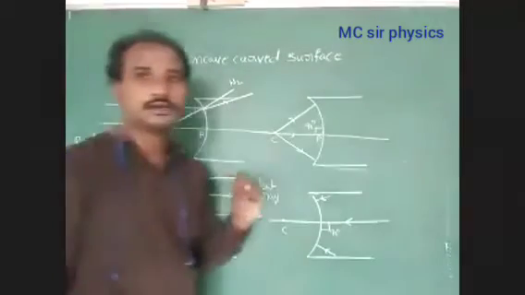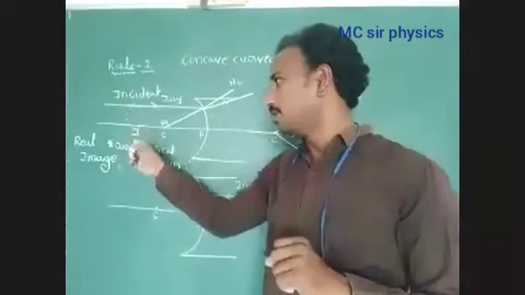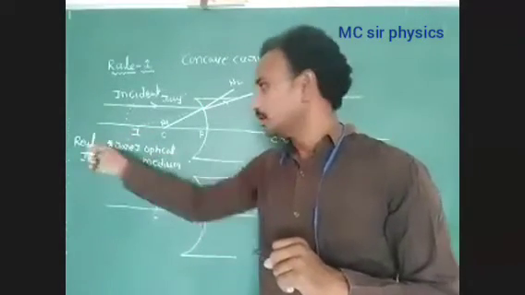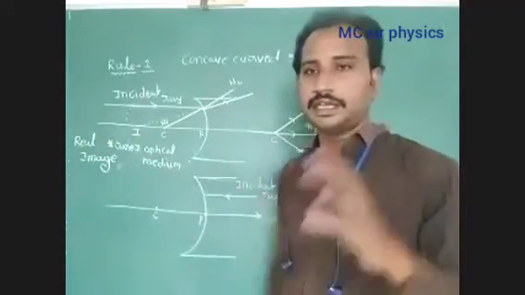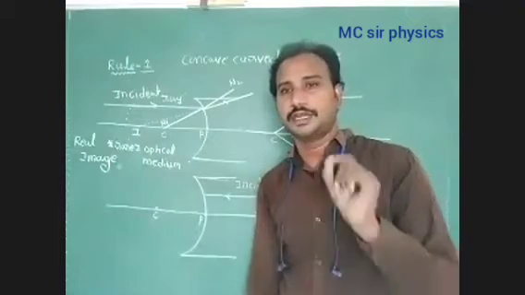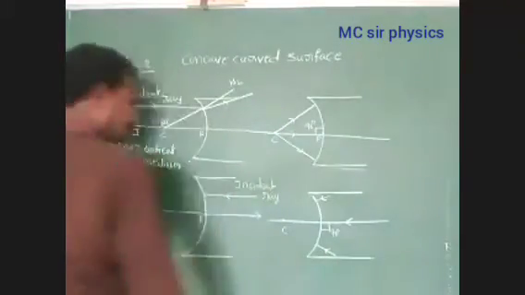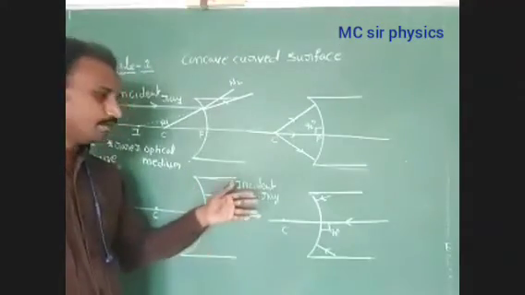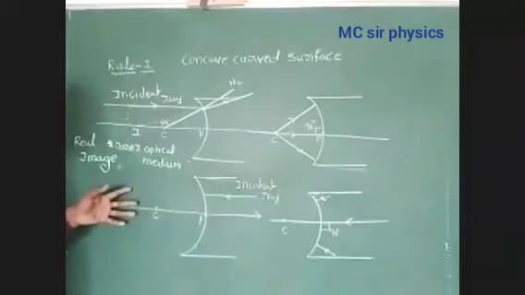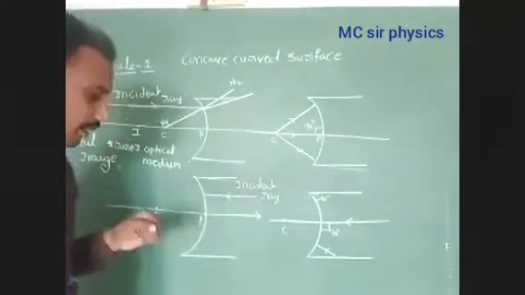Very, very important points. This image formed in the rarer optical medium is a real image. Real image means we can capture that image on a screen. Okay, students. Next, we have to consider the direction of the incident ray from the denser optical medium to the rarer optical medium.